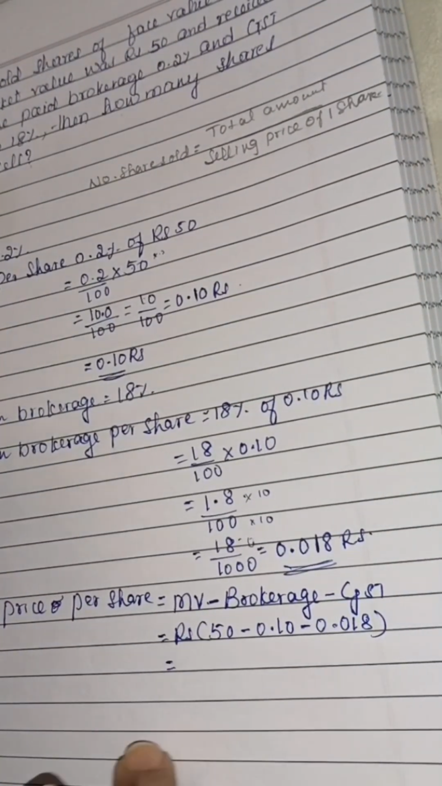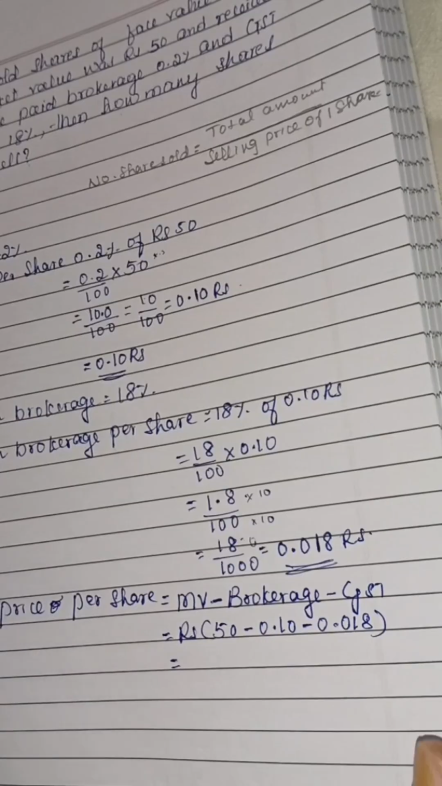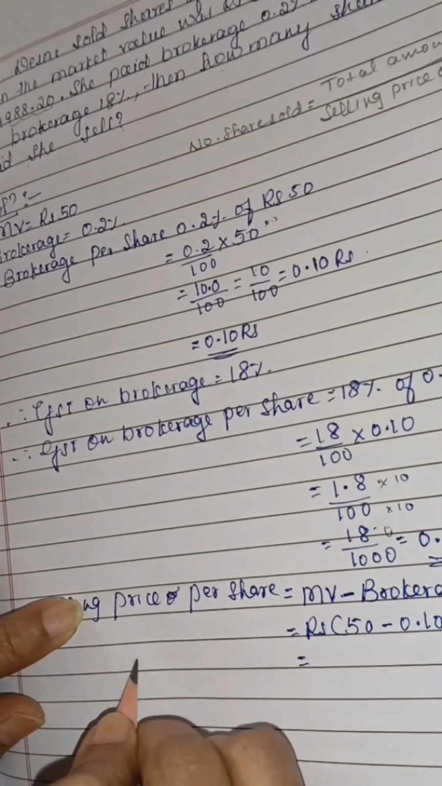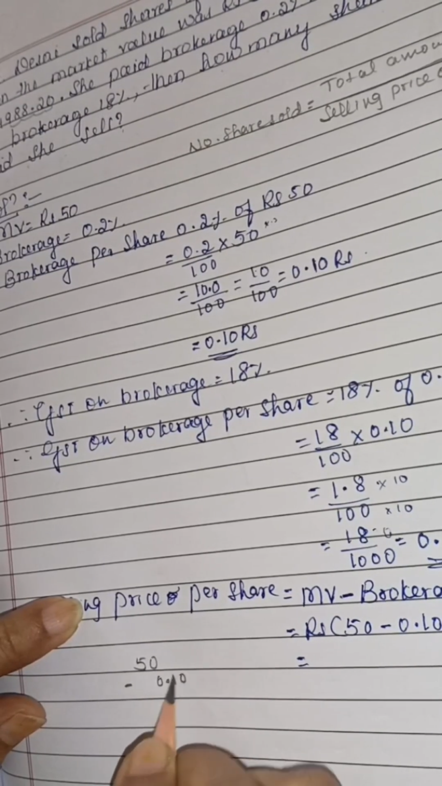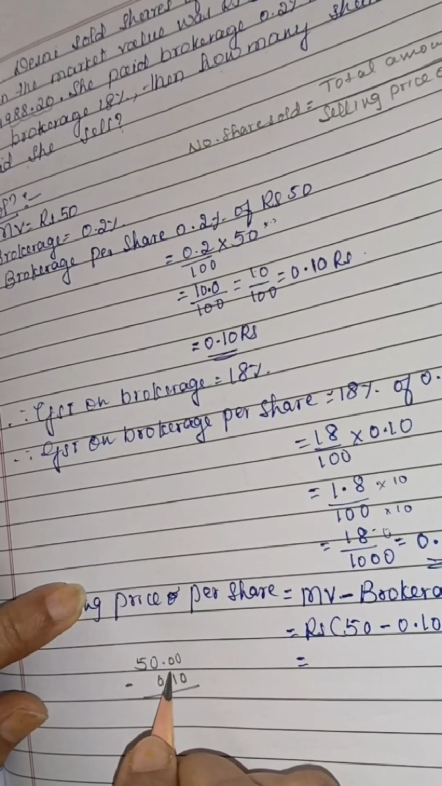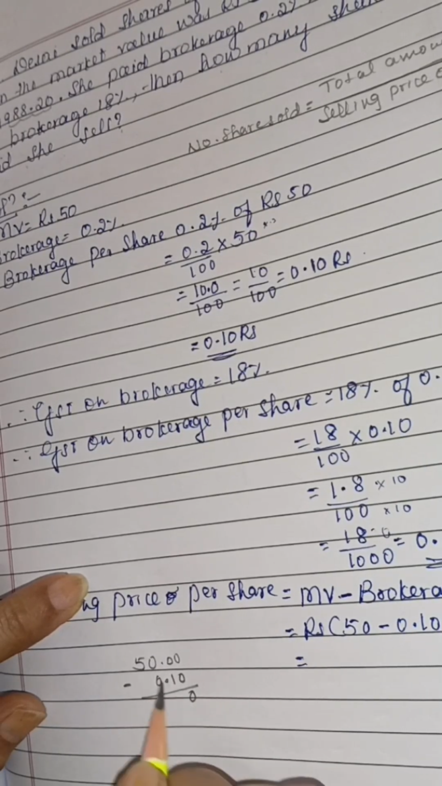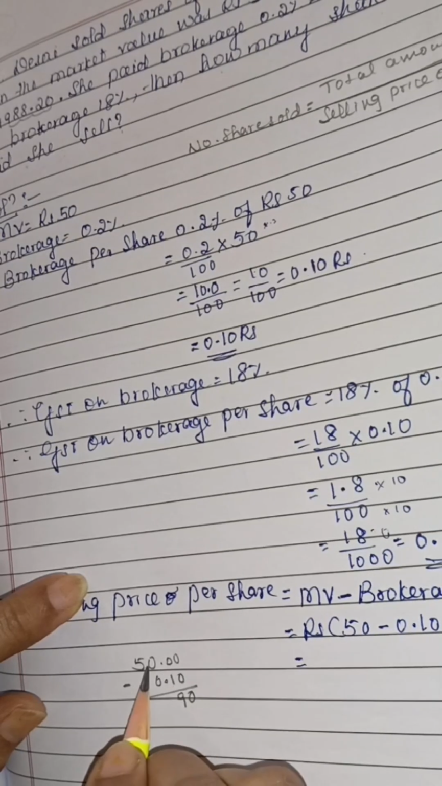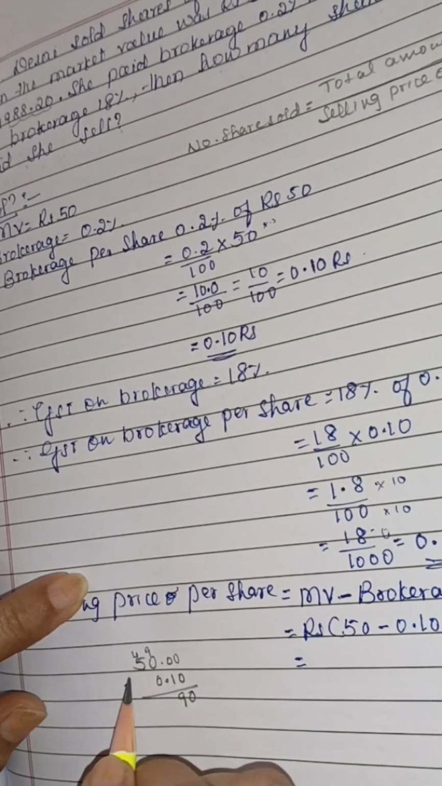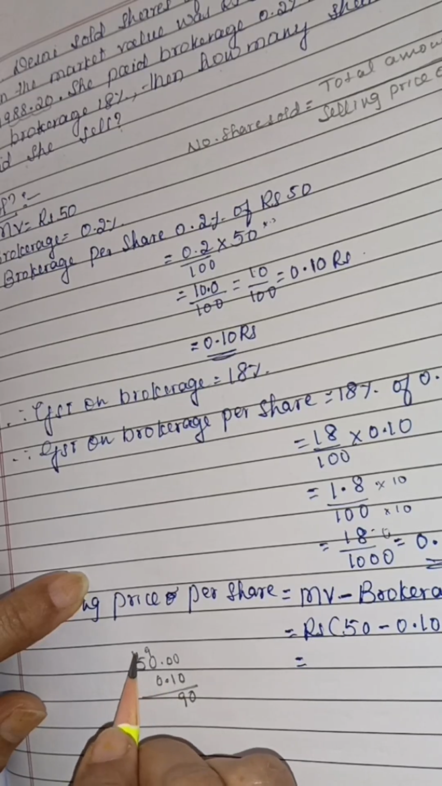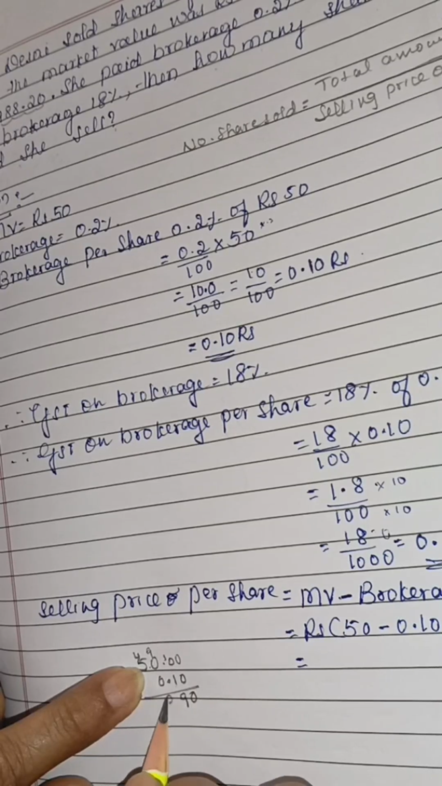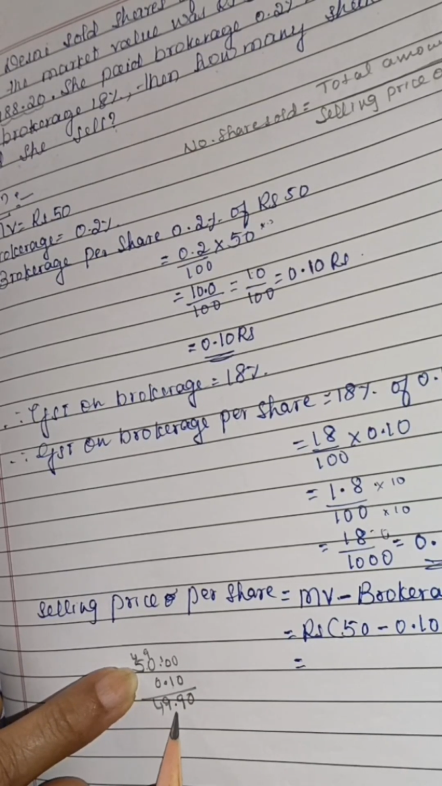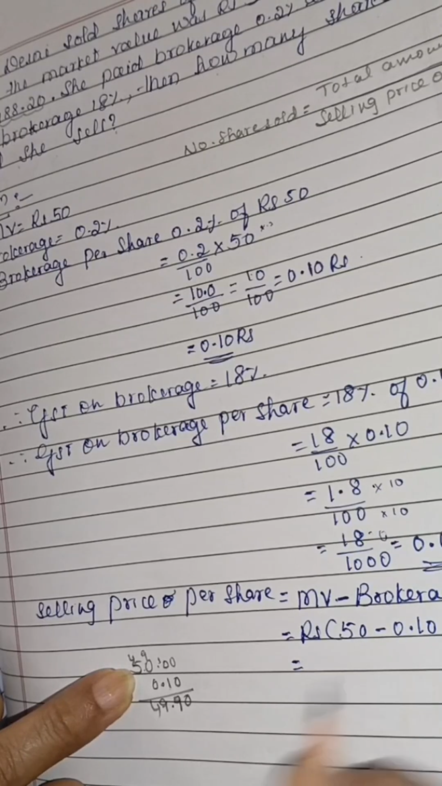First we'll do it like this. 50 minus 0.10. You can write it like this. 10 minus 1 is 9. Here 9 remains, so you have to borrow from the next place, which becomes 10. 10 minus 1 is 9. Here 9 remains, then 4. So 49.90.